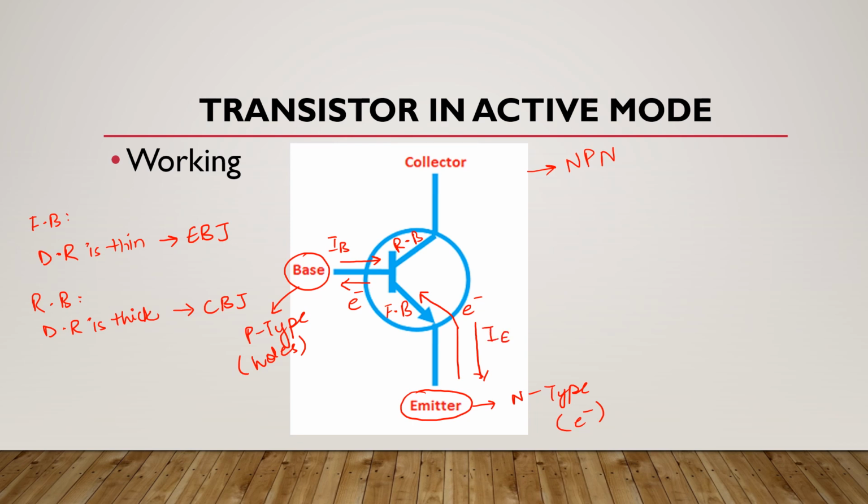Now the remaining large number of electrons will cross this reverse biased collector base junction, and they will constitute the collector current, and this is the direction of this collector current, which is opposite to that of the flow of electrons. So this is the working of a transistor in active mode.